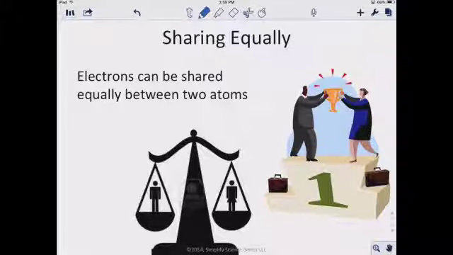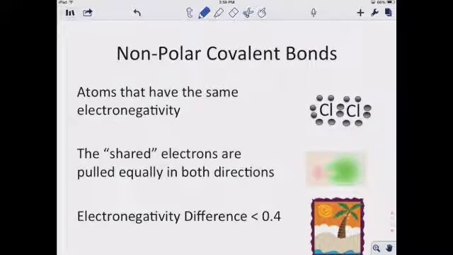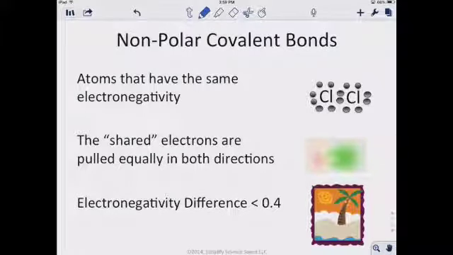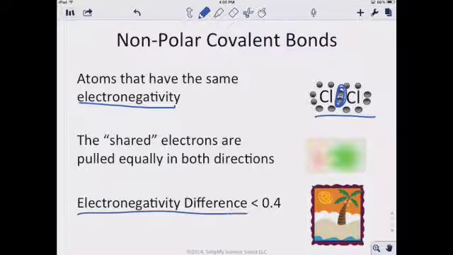Now, sharing equally. Electrons can be shared equally between two atoms. They can be. They don't tend to be, though, because not everything really shares equally. But if they do share equally, we call this a non-polar covalent bond. The atoms have the same electronegativity. So when we were looking at those two chlorines, they have the same exact electronegativity because guess what? They're the same. And so in a non-polar bond, the shared electrons, these guys in the middle right here, are pulled equally in both directions. And what we can say is they have an electronegativity difference of less than 0.4, which is extremely low.